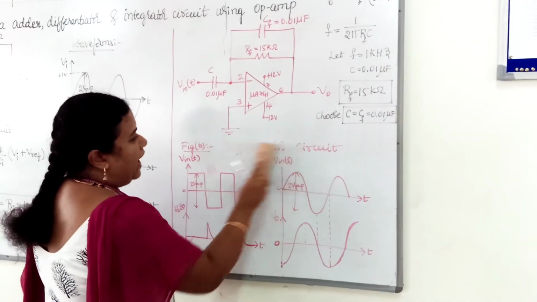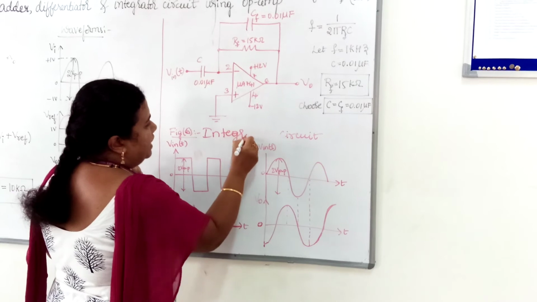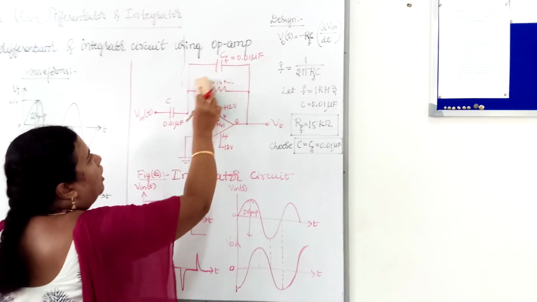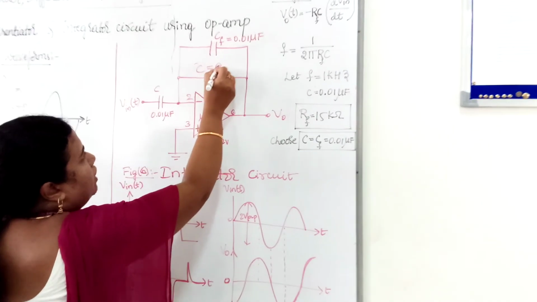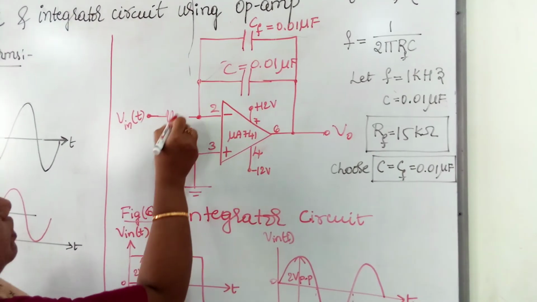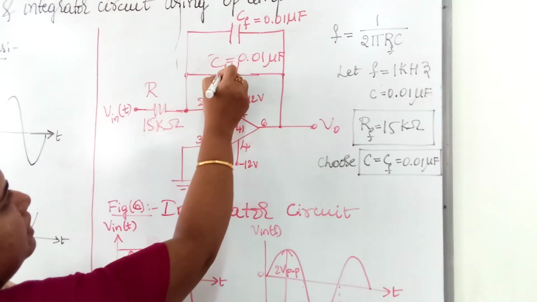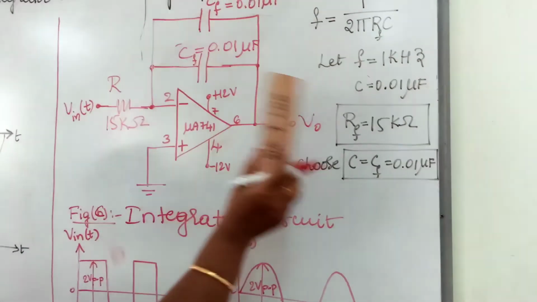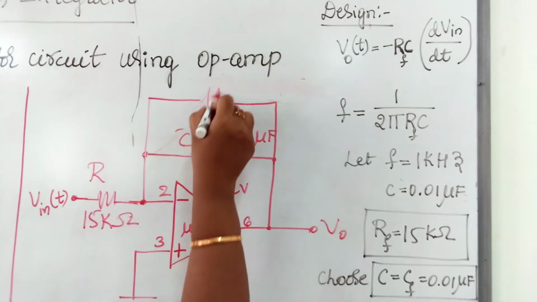One more circuit we have, that is the integrator circuit. For the integrator, we just need to interchange the components R and C. So here you connect C of value 0.01 microfarad, and here we need to connect R to the input. R is of the same value, 15 kilo ohm, and the feedback component now is the capacitance of value 0.01 microfarad.